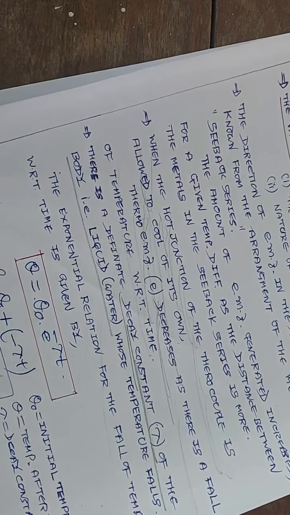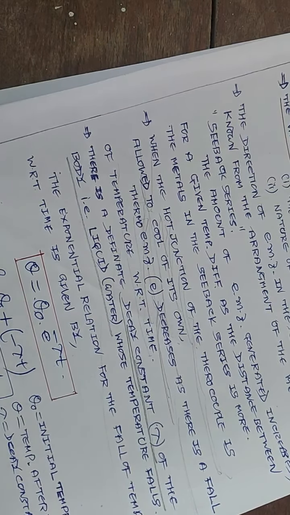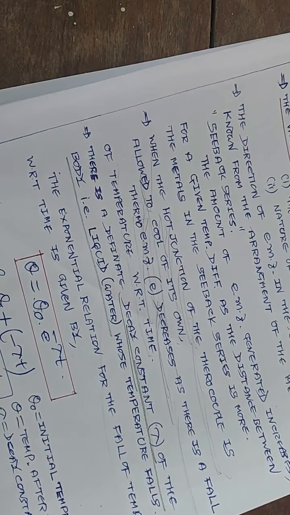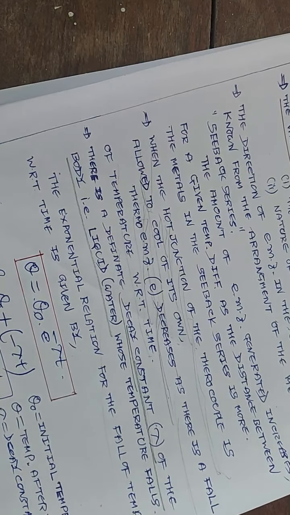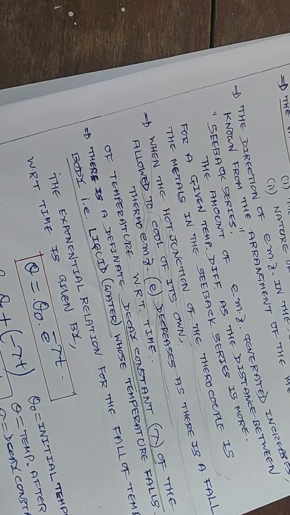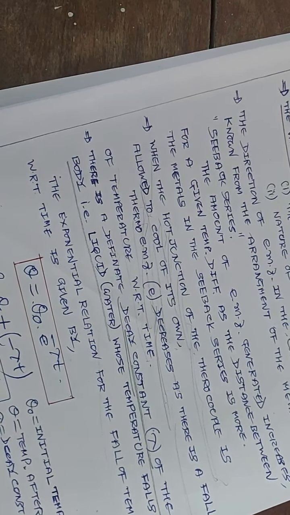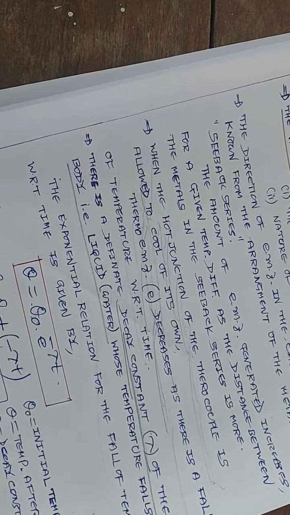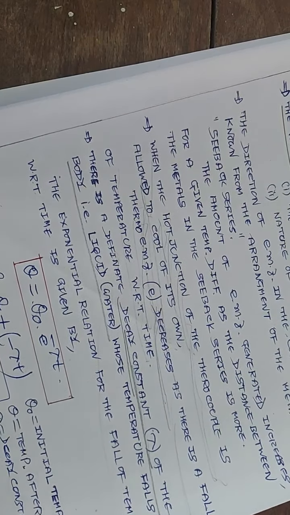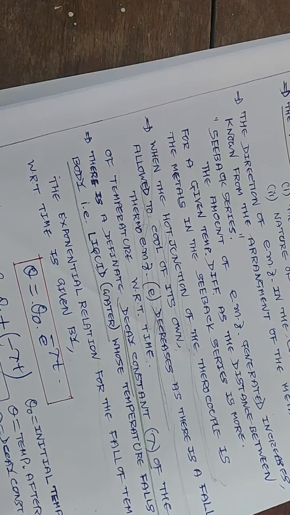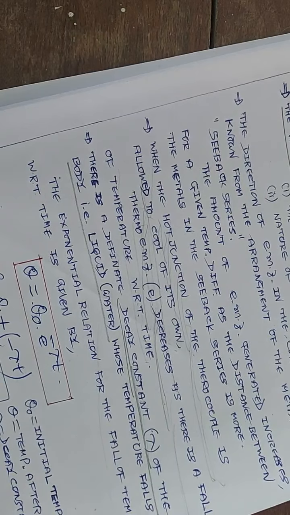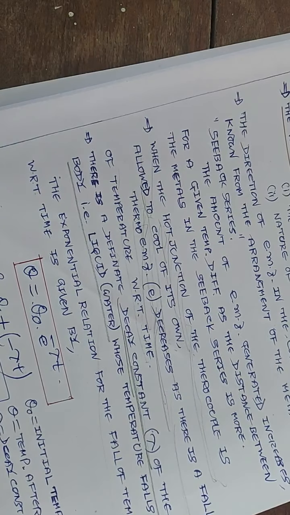This equation, log of theta to the base 10 is log of theta 0 to the base 10 minus lambda t upon 2.303, is similar to y equals mx plus c. So this equation is similar to the equation of a straight line.